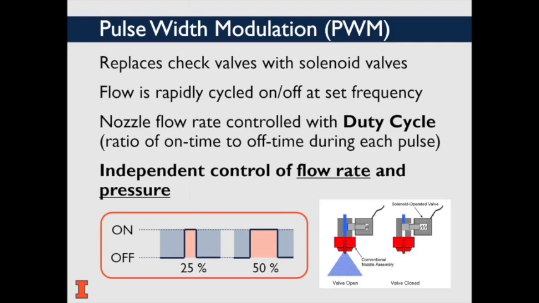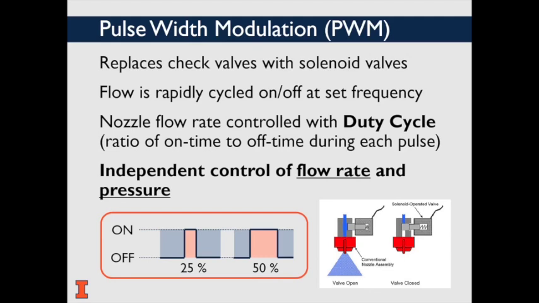Technology's response to the drawbacks of traditional rate controllers is pulse width modulation, or PWM. This is a generic term for using electrically actuated solenoid valves in conjunction with an electronic controller to quickly cycle nozzles on and off at a set frequency. While the frequency of pulses is constant, typically 10 to 15 Hz depending on the brand, PWM can alter nozzle flow rate by adjusting the ratio of on time to off time during each pulse cycle.